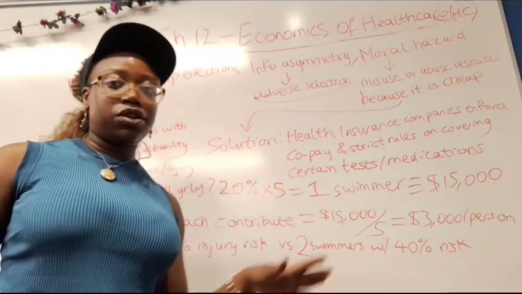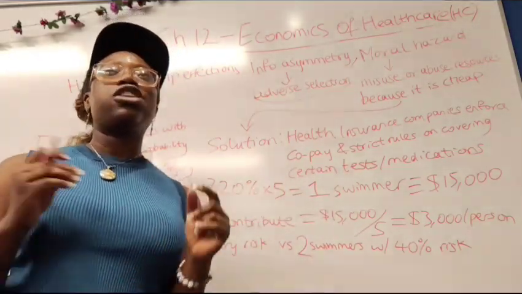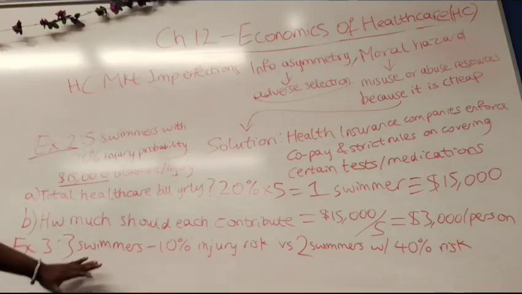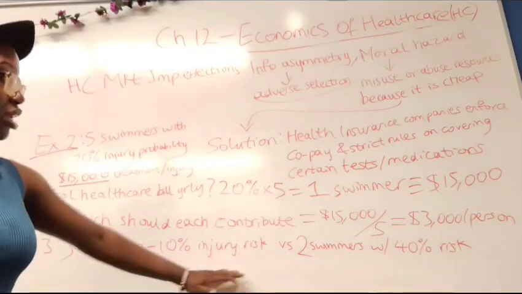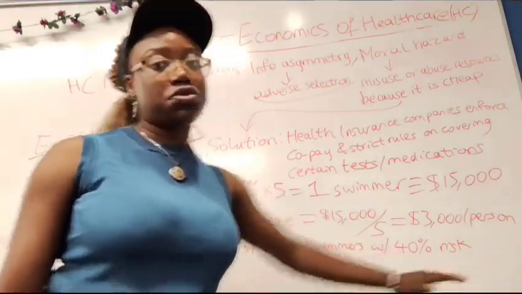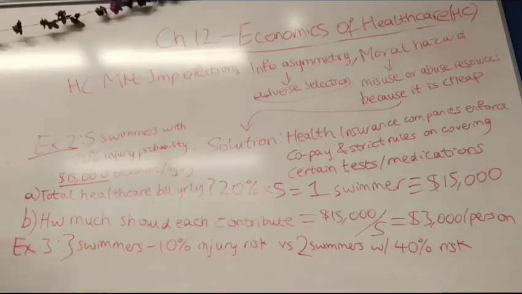How about we talked about people having different health conditions, pre-existing conditions, which the health insurance companies cannot distinguish, right? So, assuming out of these 5 swimmers, 3 swimmers have a low risk, so 10% injury risk, but 2 of the swimmers have a higher risk of getting injured, so 40% risk, right? So, in that case, how much would the healthcare bill end up being?